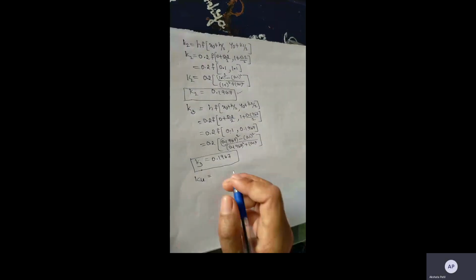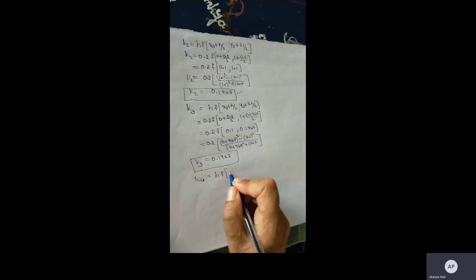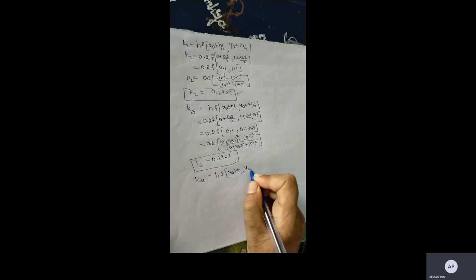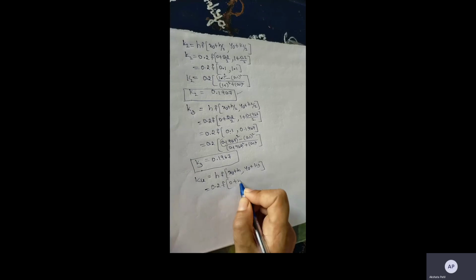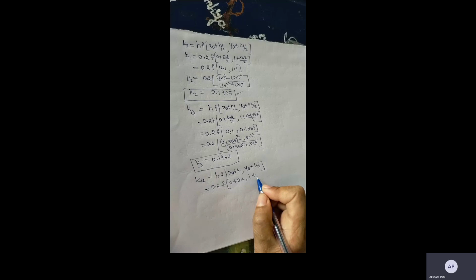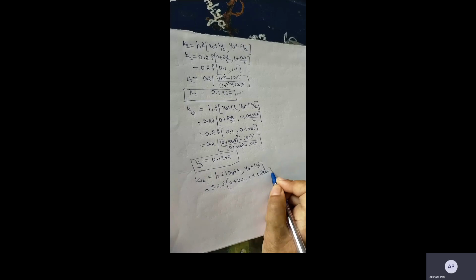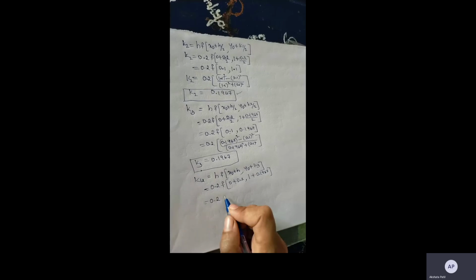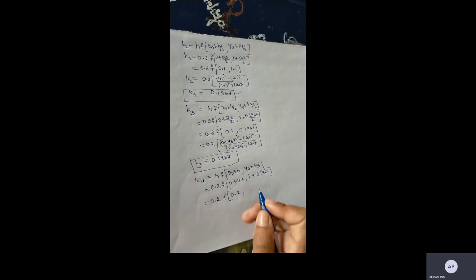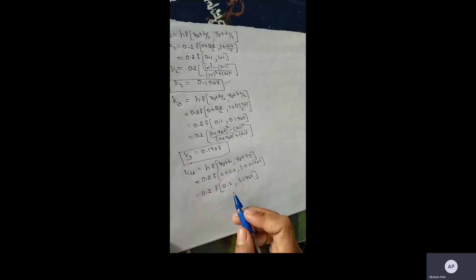Now similarly calculate k4. The k4 formula is h into the function of x0 plus h comma y0 plus k3. Put the value of h, that is 0.2, into the function of 0 plus 0.2 comma y0, which is 1, plus 0.1967. Now you will get 0.2 into the function of 0.2 comma 1.1967. So here you will get new values of x0 and y0.